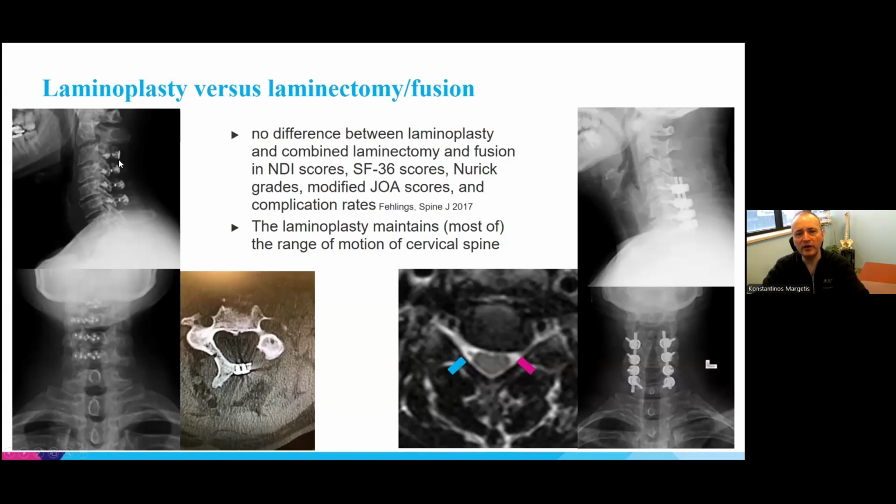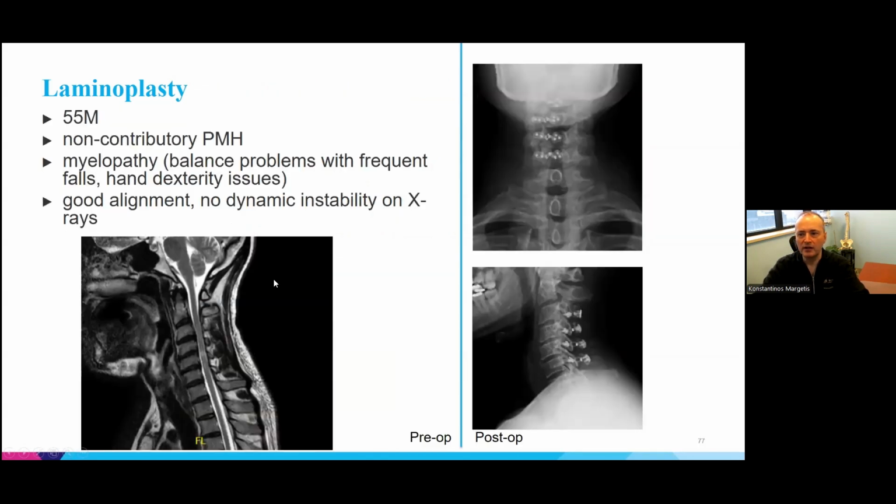This is an example where the patient underwent laminoplasty. You can see here the mini plates and mini screws. And this is a case where the patient underwent laminectomy and fusion. This is a case again of laminoplasty. You see there is multi-level stenosis, so a posterior approach is advantageous, and that patient did not have any contraindications for laminoplasty, for example, instability on the X-rays.